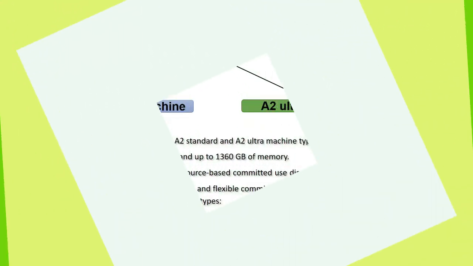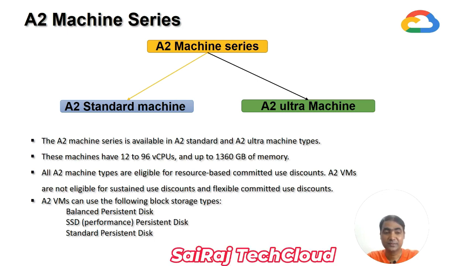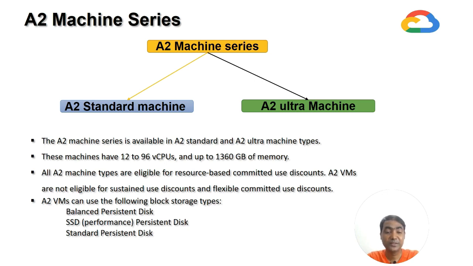As you can see here, the A2 machine series is available in A2 standard and A2 ultra machine types. All A2 machine types are eligible for resource-based committed use discount. A2 VMs are not eligible for sustained use discount and flexible committed use discount. Guys, don't worry about the committed discount and the sustained discount. I'll explain more details in an upcoming session.